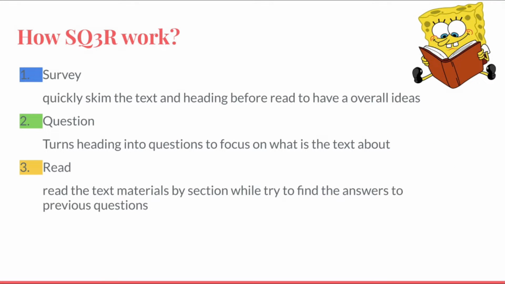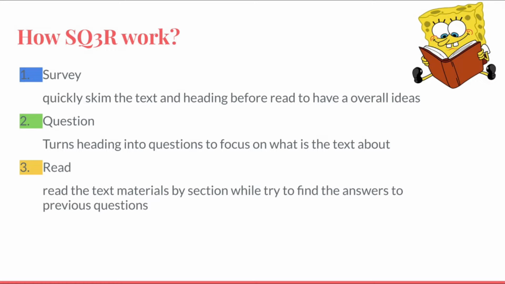So, how does this strategy work? It has 5 steps. The first one is survey. It is a quick skim over the reading and headings for students to have an overall idea of what the reading talks about. And the second step is question. Students will turn those headings into questions to help them focus on the reading.